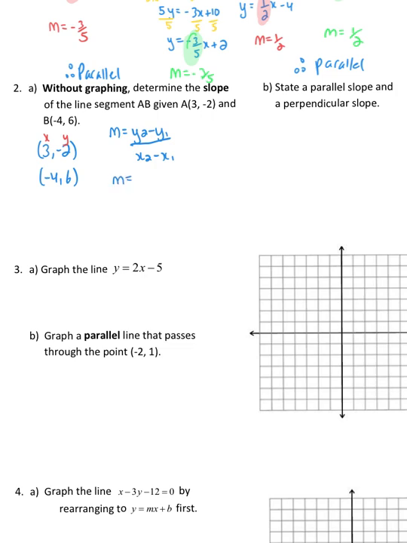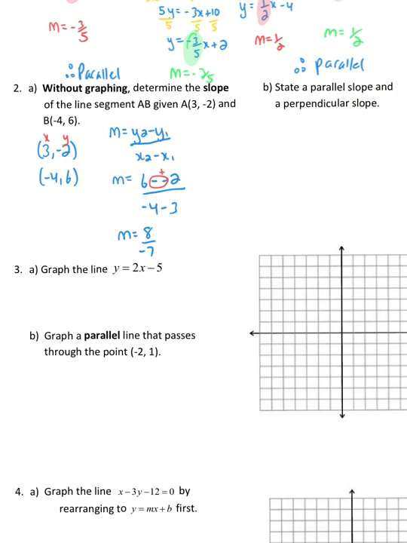So I'm going to take my second y, 6, and I'm going to subtract my first y. So 6 take away -2, and then in the denominator, take your second x, the one at the bottom, and subtract your first x. So -4 take away 3. 6 take away -2 means I'm adding 2. So my numerator is 8 and my denominator is -7.